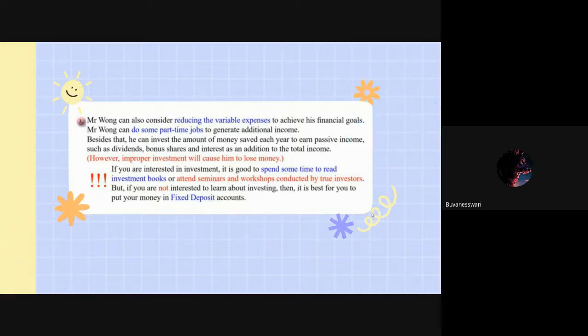Mr. Wong can do some part-time jobs to generate additional income. Besides that, he can invest the amount of money saved each year to earn passive income, such as dividends, bonus shares, and interest as an addition to the total income.